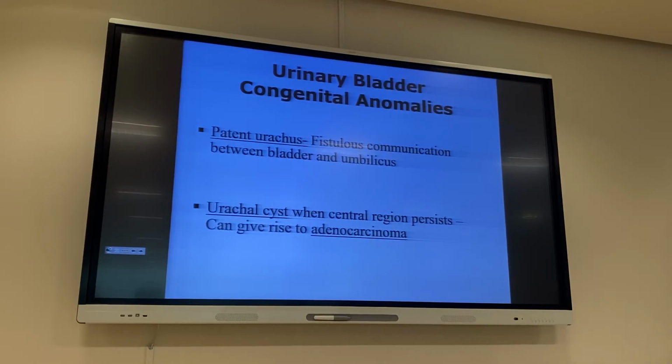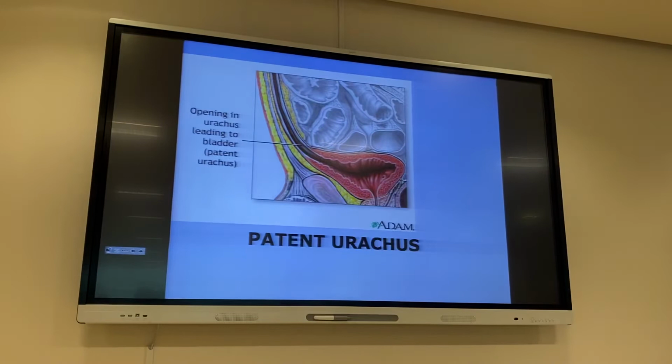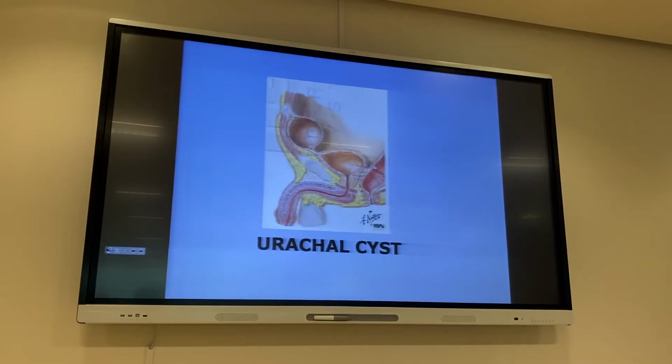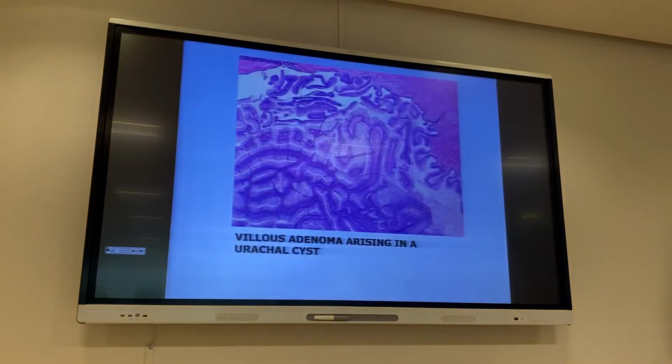Sometimes, it will close, but not completely, resulting in the formation of what is known as a urachal cyst, as you can see here. The urachal cyst is one of the few locations where you see a development of villous adenoma, which may explain why it has a high incidence of development into adenocarcinoma of the urinary bladder, which is a pretty rare but pretty aggressive form of tumor in the urinary bladder wall.